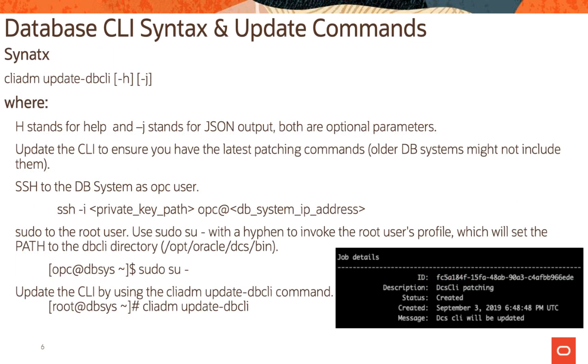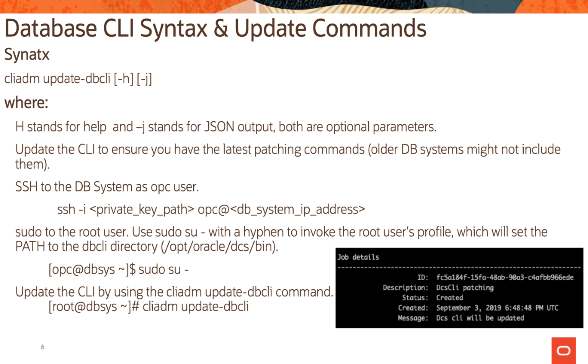Looking at database CLI syntax as well as update commands, as we see in cli-adm update-dbcli, it is going to update the CLI option on these database management platforms. Here -h represents help and -j is for JSON output, and both of these are optional parameters. You should be updating the CLI to ensure you have the latest patching commands because older database systems might not include them.